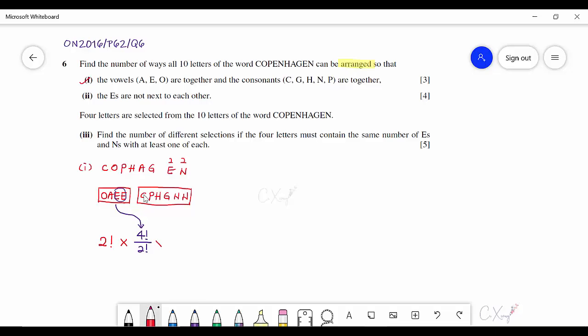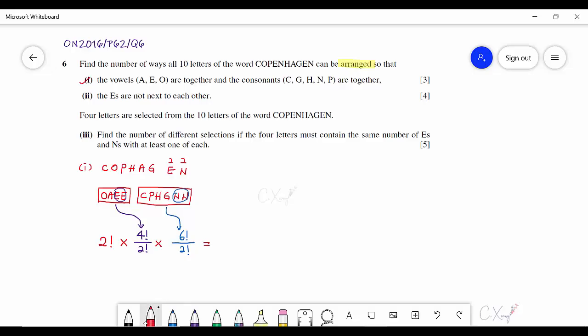Okay, and multiply with, we're done with the vowel part, then we are considering the consonant part. So for the consonant part, we're having 6 letters here, and they can exchange their position within the group. So that means you're arranging 6 items. So you're having 6 factorial. But again, because of the 2 identical N here, you need to divide it by 2 factorial.